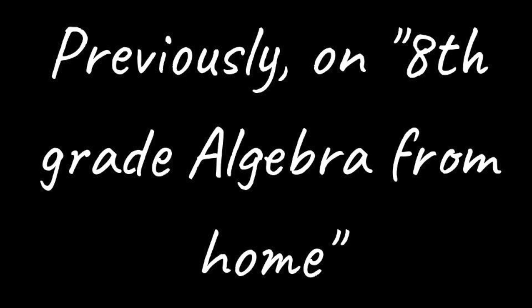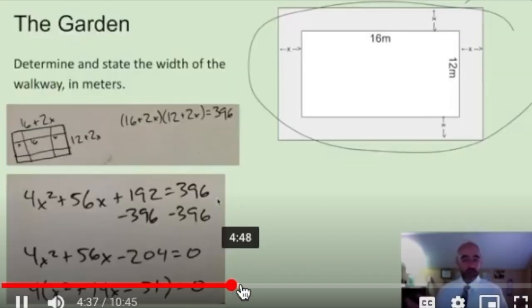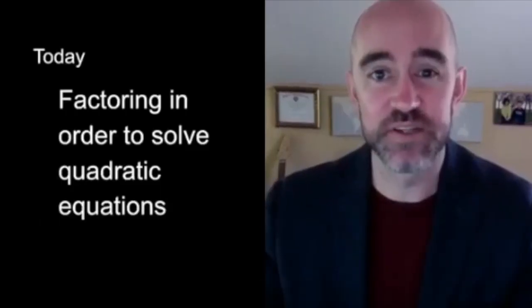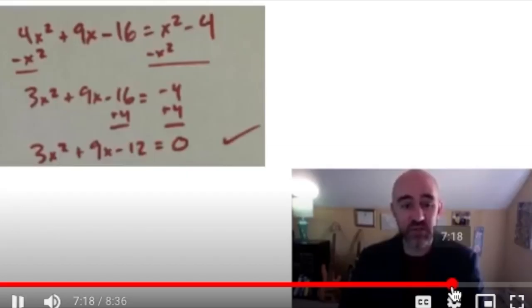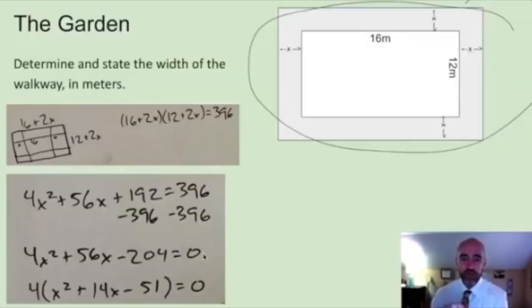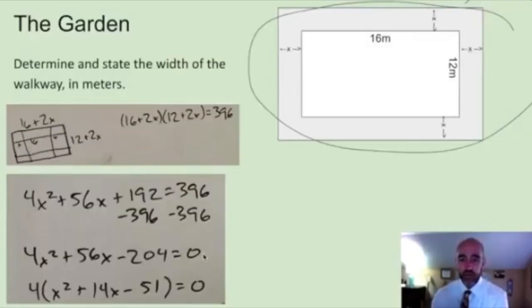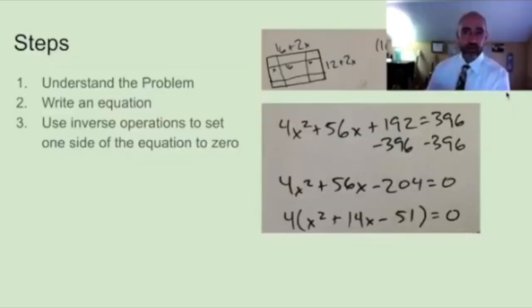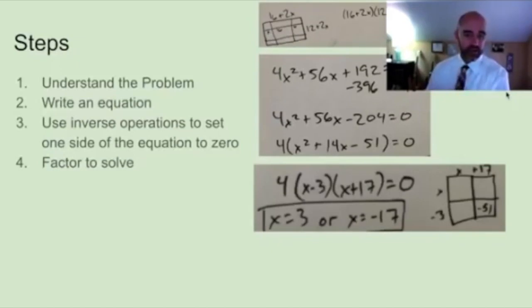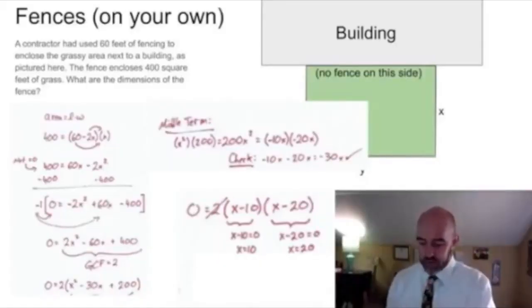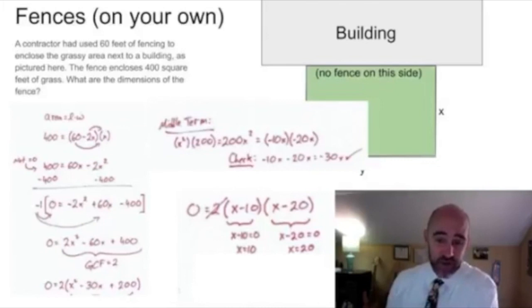Previously on 8th grade algebra from home. And then we solve those quadratic equations by setting them equal to 0. And then we learn how to factor in order to solve them. We'll use the inverse operation. I'm going to start to factor that. I factored out a 4. We're going to be factoring in order to solve quadratic equations. After we finish factoring this, factor what's on the left. We can factor that. We can factor the other side. Form solving equations by factoring. We factor it and solve for what we factor equal to 0. Then we set to factoring.